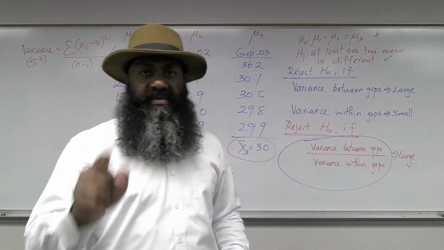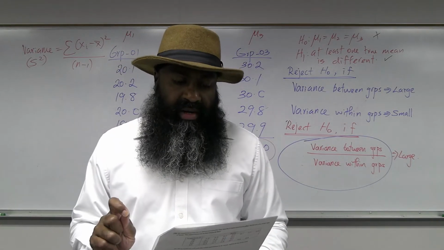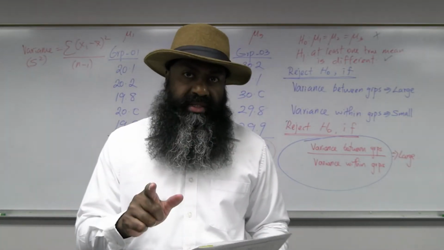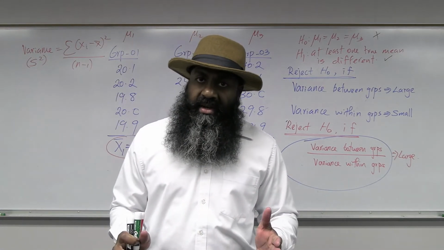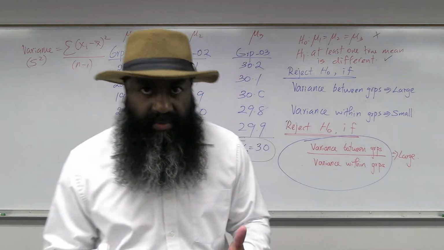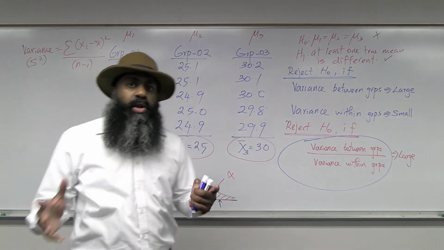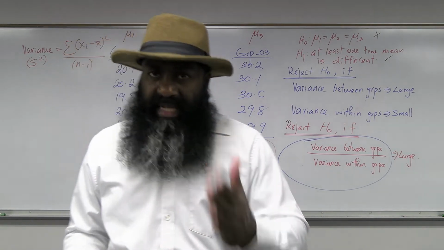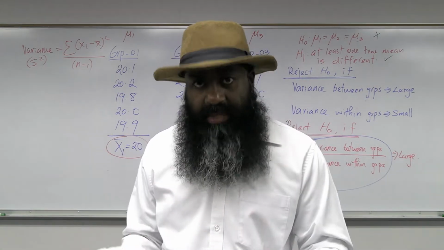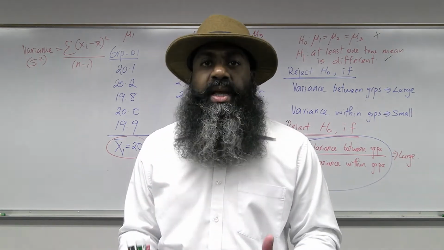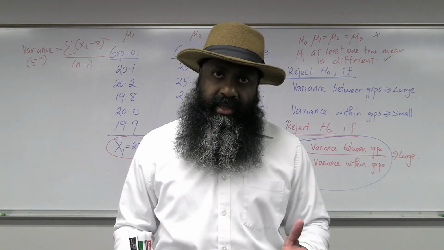Let's go to point number 5. If the data are normally distributed, then the distribution of variance. That's very important. The methods discussed in this section will be limited to the case where our data points are all normally distributed. If they are not normally distributed, the methods discussed today cannot be applied. Analysis of variance, the test procedure you will see today, is only applicable for normally distributed data. Please keep that in mind, that's very important.